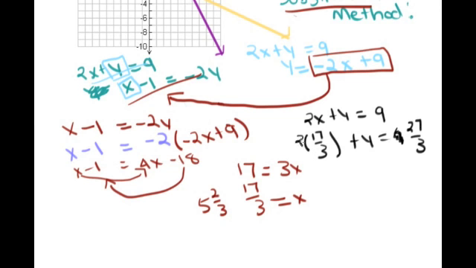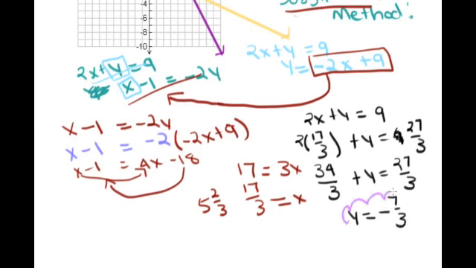So we get 17 times 2, which is 34 over 3 plus y equals 27 over 3. So if we subtract 27 minus 34, we would get -7. So the final answer is y is equal to -7 over 3. So x is equal to 17 over 3, and y is equal to -7 over 3.